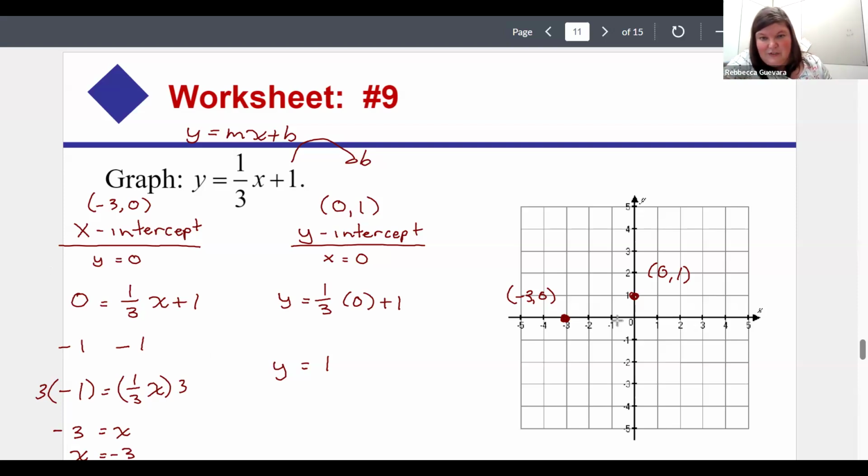So let's finish this off. Didn't get that quite right. There we go. Didn't quite fit in there perfectly, but we'll call it good enough for right now. But that would be the graph of y equals 1/3 x plus 1.